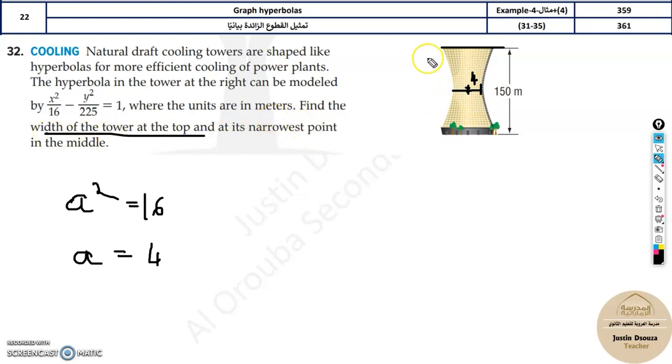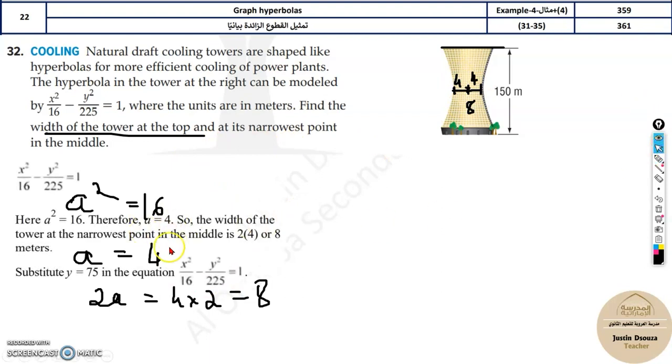Width of the tower at the top and the narrowest. Narrow means thin, small, the least, this one. So 2a would be equal to 4 into 2, that's 8. Why 2a? Because this is the total, 4 plus 4, that'll be 8. So the first answer is, the narrowest point is 8. So one of the answers is 8.